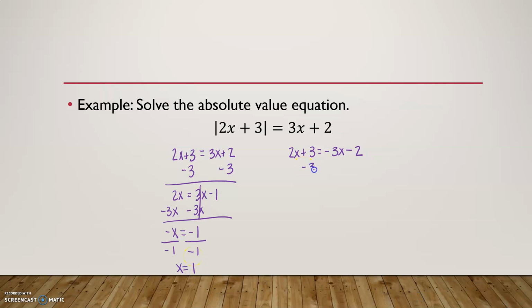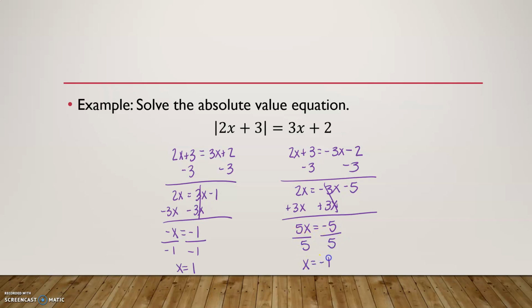Over here, subtracting the 3, I get 2x equals negative 3x minus 5. Add 3x to both sides, and we get 5x equals negative 5. Divide both sides by 5, and x equals negative 1. But I need to check my work. Some of you are rolling your eyes at this point.